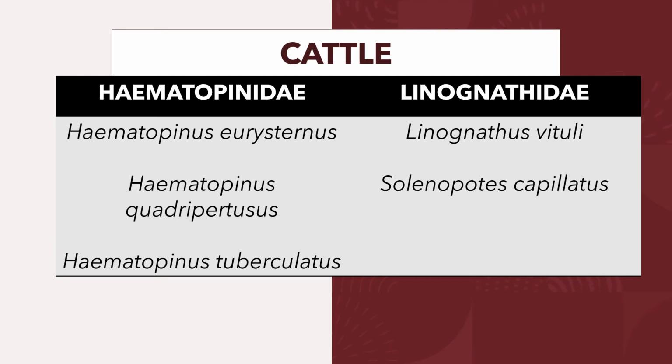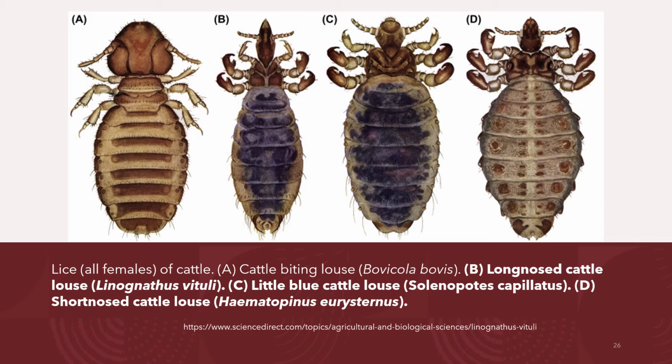So we'll start with cattle. There are 2 families of sucking lice that infest cattle, and these are the family Haematopinidae and the family Linognathidae. Under the family Haematopinidae, we have Haematopinus eurysternus, quadripertusus, and tuberculatus. For the family Linognathidae, these are Linognathus vituli and Solenopotes capillatus. These are the lice of cattle. In this diagram, these are all female lice.